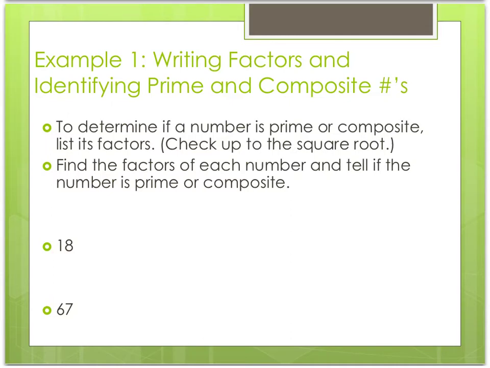So I always start at the bottom, and I always make them in pairs. So I know that the factors of 18, I know 1 times 18 is 18. Okay, so I'm going to start out with 1 and 18. So now I'm going to look at 18. I see that it's even. So going back to my divisibility rules, I know that 2 is a factor. So 2 times 9 is 18.